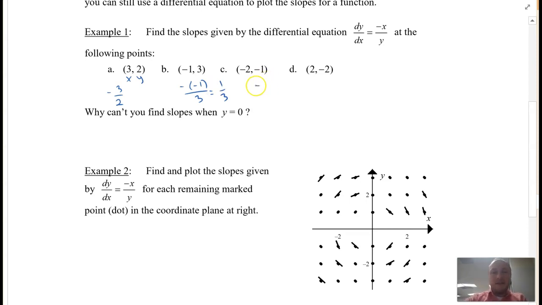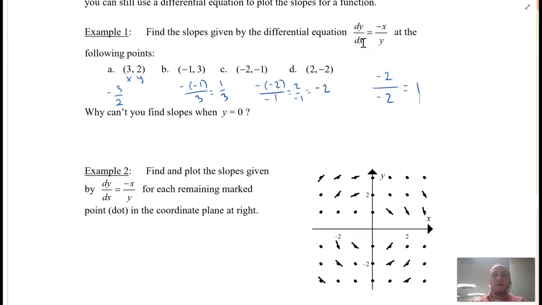For c, I have negative 2 over negative 1, so that's 2 over negative 1, which is negative 2. And for d, using the same idea, we have negative 2 over negative 2, which is 1. So this represents the slope for a function at different points. Depending upon the point, the slope could be different.